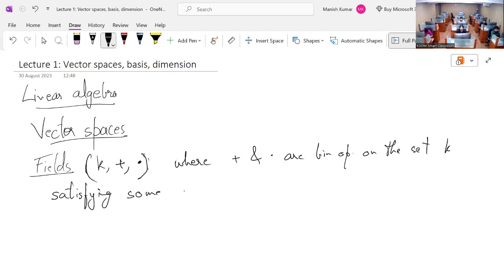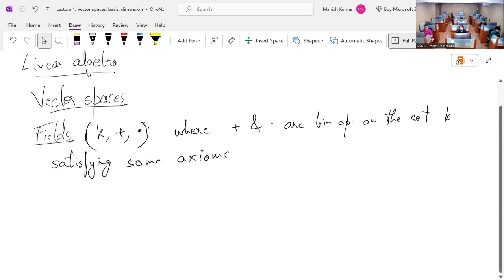You can do multiplication and addition. There is the additive identity, which is zero. There is a multiplicative identity, which is one, and every non-zero element is invertible. And then there are the distributive law, associative law, and commutative law. All these laws are there.